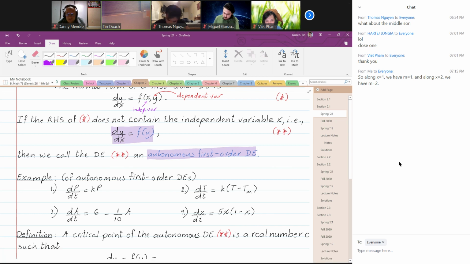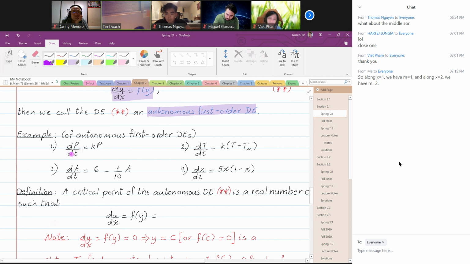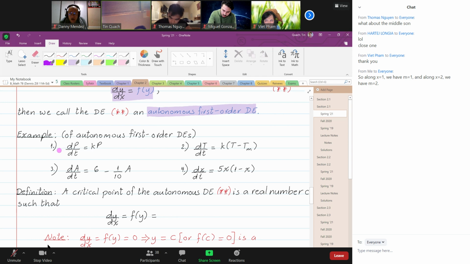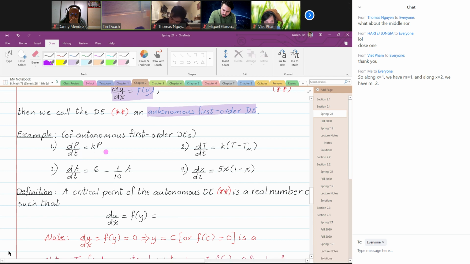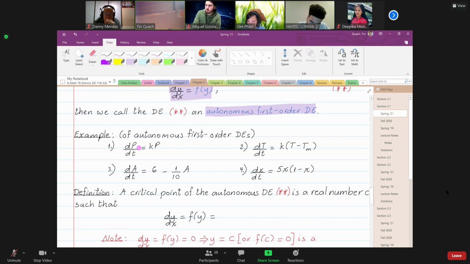Now, here are some examples. So when you look at the derivative, identify the independent and the dependent variable. So in this case, which one is the dependent variable and which one is the independent variable? The dependent is P. Good. The dependent is P, right? So in order for this differential equation to be an autonomous differential equation, then the right-hand side should not contain which variable? T. T, right? Because T is the independent variable. It shouldn't be here, right? So it's not there. It's only the dependent variable. So we call this one an autonomous first order differential equation, okay?